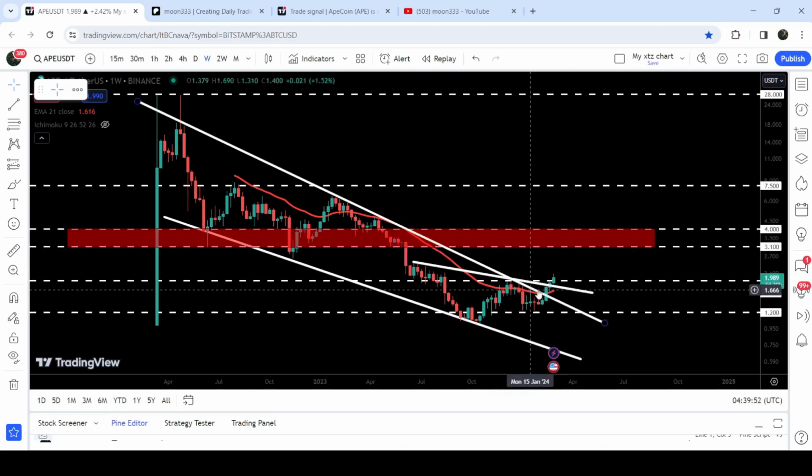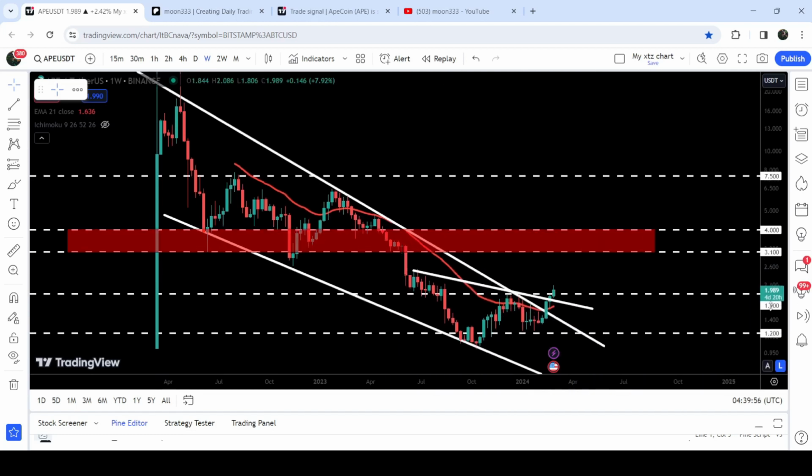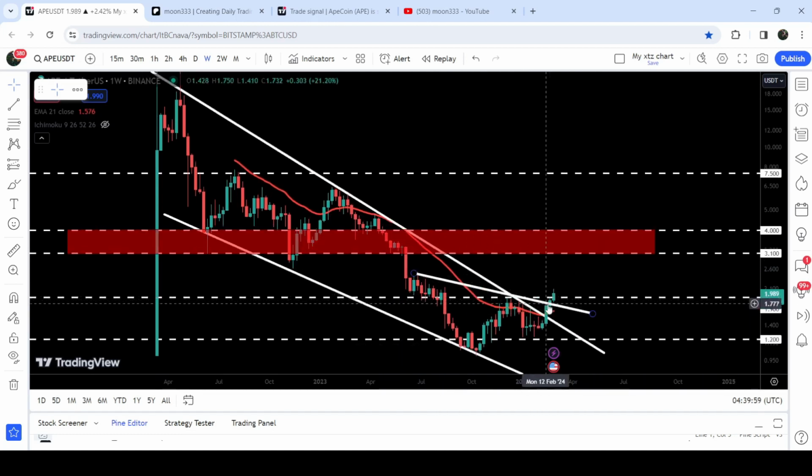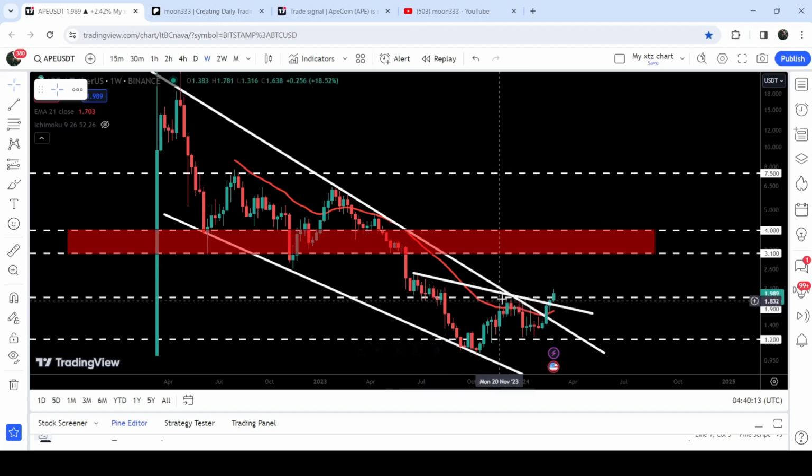Right now, you can see that we have broken out this falling wedge pattern. And after that, ApeCoin has also broken out this downtrend line resistance as well. And at this time, it is breaking out this quite significant resistance of $1.90 that had been previously working as a support here for several weeks. And after the breakdown, it flipped into a very strong resistance. And here we got rejection. And right now, we are trying to break out this resistance on this weekly time frame chart.